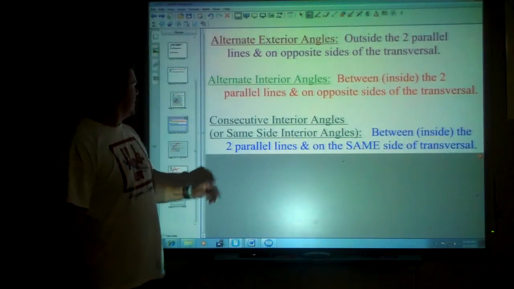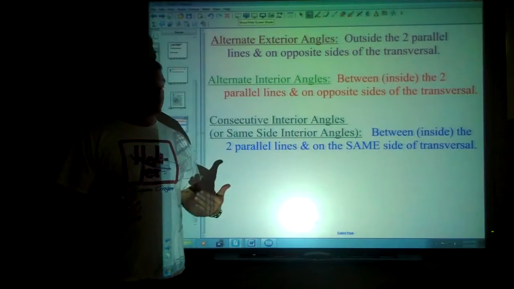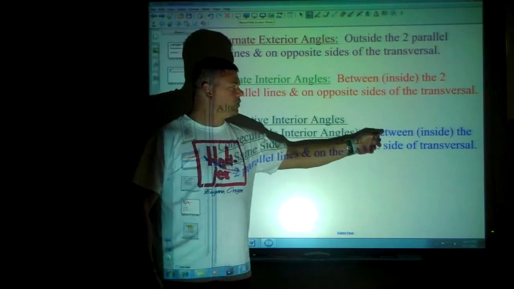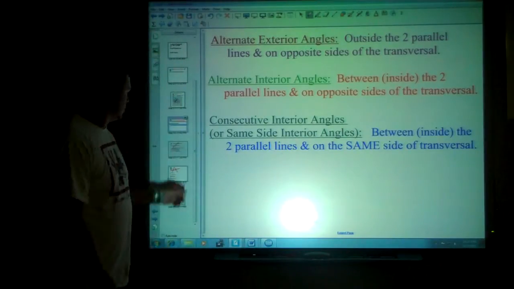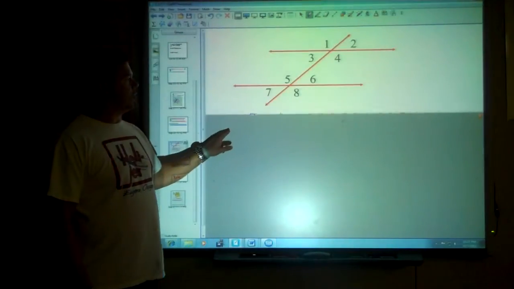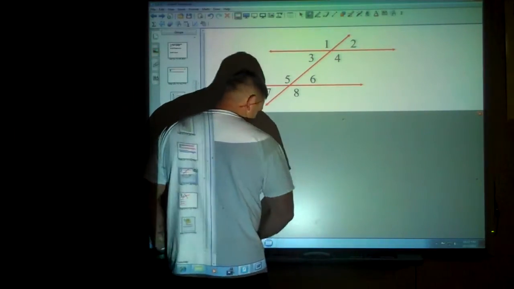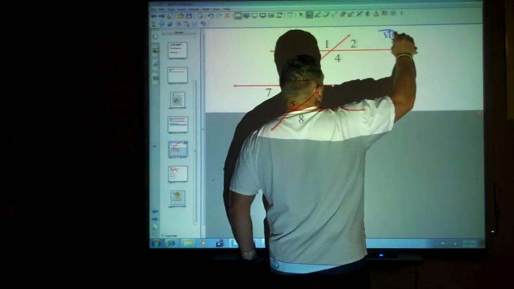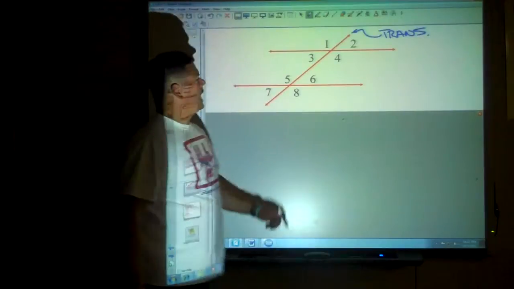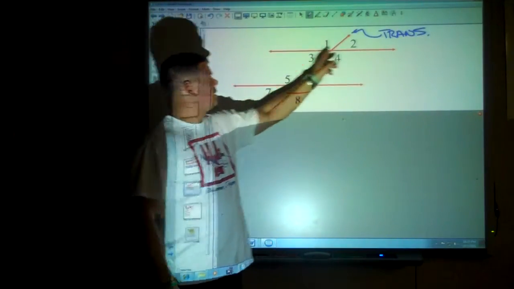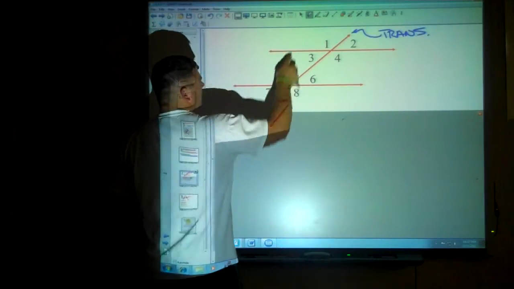This is called consecutive interior angles, also known as same side. So they're on the same side of the transversal. They're still in between, or inside the two parallel lines, or the lines, but they're on the same side of the transversal. So here we have a situation with some parallel lines. This is called the transversal, abbreviated as trans. This is the transversal right there. And these are the lines that are being intersected. If they truly were parallel, then we would put a symbol on them like this.